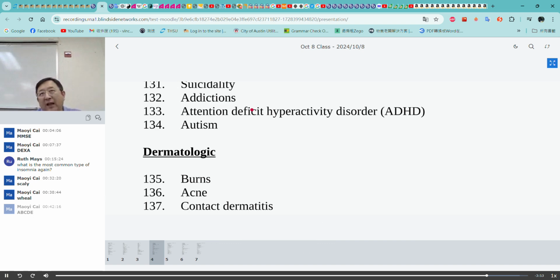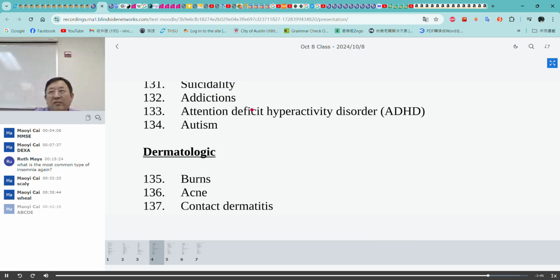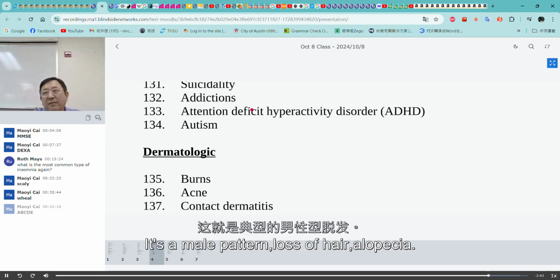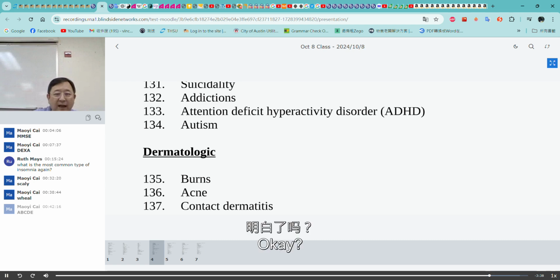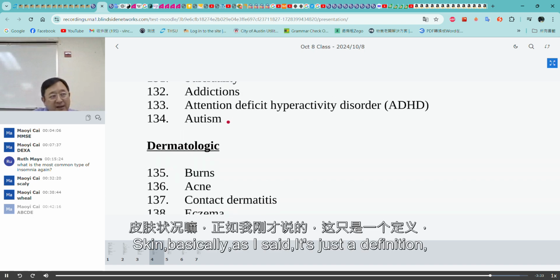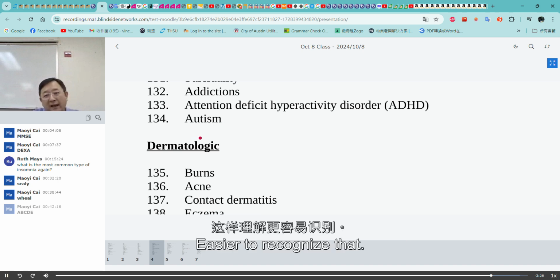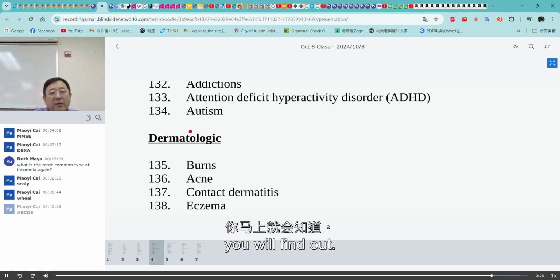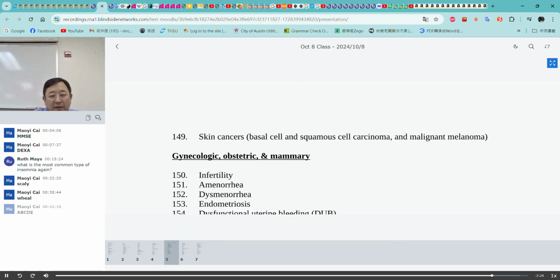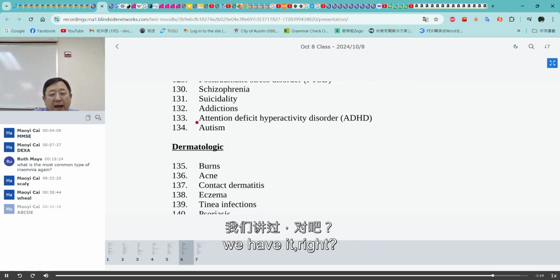Endocrine disease may affect the hair growth. So this is alopecia in women. For men, it's testosterone. We know that. It's a male pattern loss of hair, alopecia. Okay, so this is what we see in skin. Basically, as I said, it's just a definition, and then you know the manifestation, and that's it. Easy to recognize. What exact skin problems you have, you will find out.